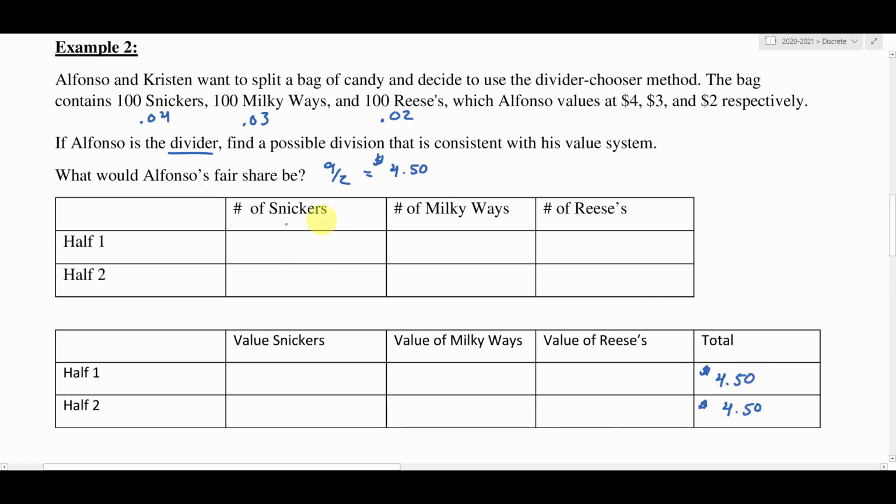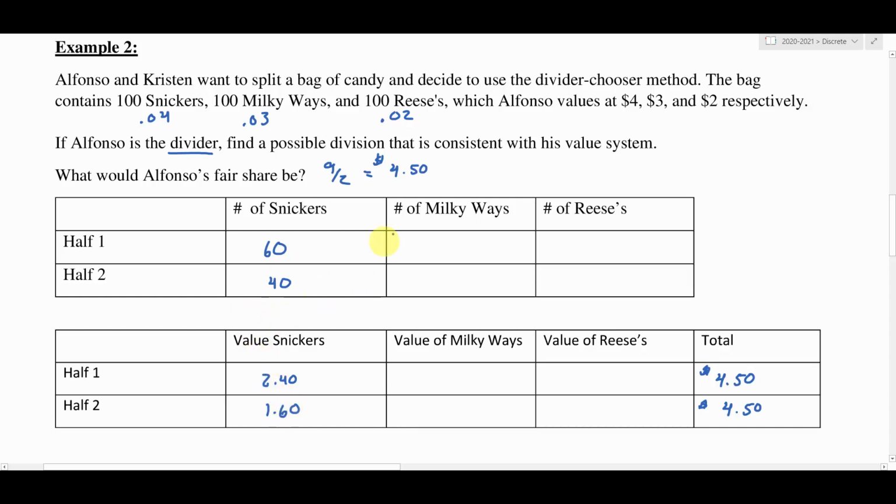All right, so let's start here. This is where we just put the raw number of Snickers that he's going to put in. Let's say Alfonso really likes Snickers and he wants to put a lot of Snickers into half one. So we're just going to start with that. We're going to say Alfonso puts 60 Snickers in half one, which means there's 40 Snickers left over for half two. And then we can calculate those values. So we can do 60 times 0.04, and you would get $2.40 worth of Snickers, which leaves $1.60 worth of Snickers left over for half two.